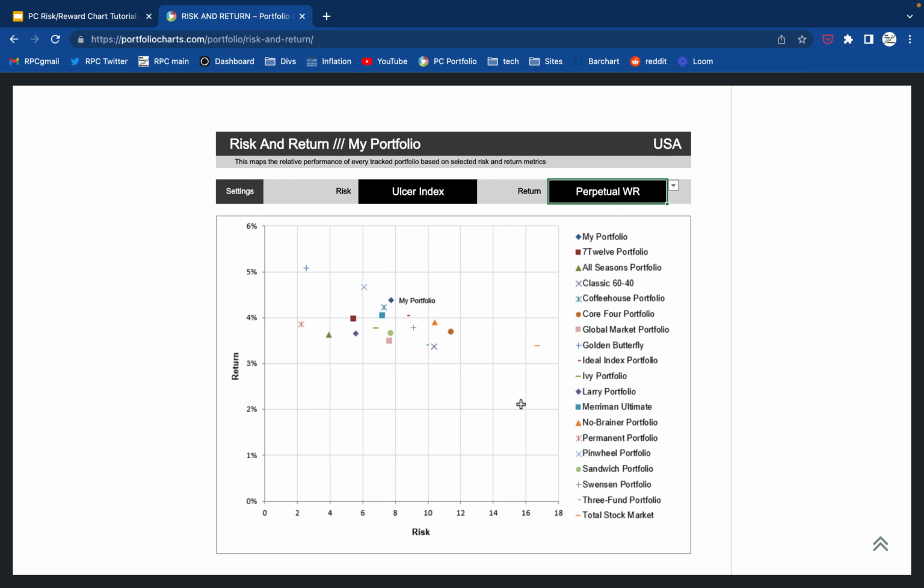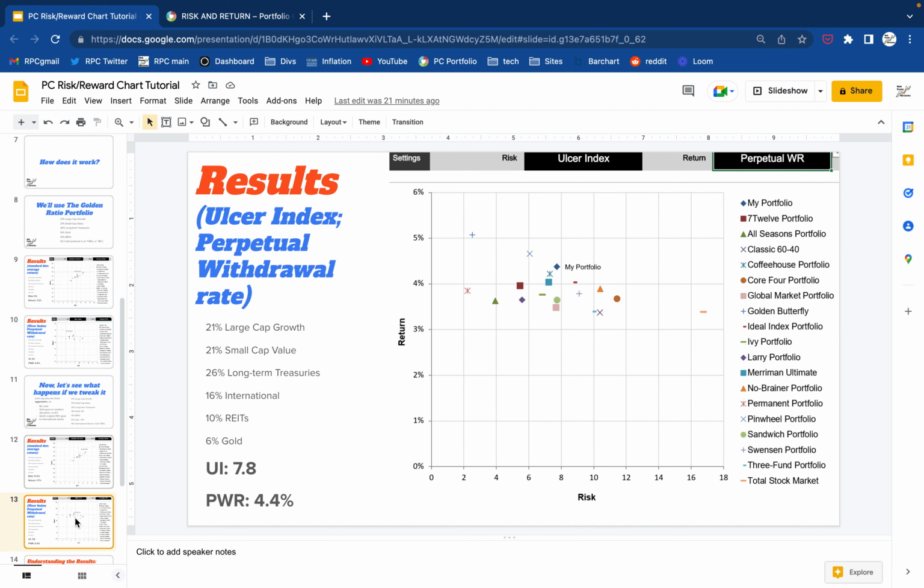Your perpetual withdrawal rate is going to be a bit lower, and your Ulcer Index is going to be a bit higher. So it's going to be a bit more stressful to hold, and you can't reliably take quite as much as you could compared to that original golden ratio, the one that Frank made originally. So here you can see what happens with this new version, this aggressive version of the golden ratio, the one that includes international stocks. You've got an Ulcer Index of 7.8 and a perpetual withdrawal rate of 4.4.